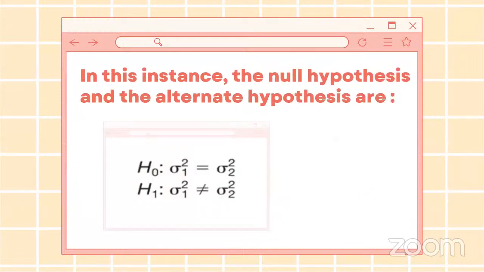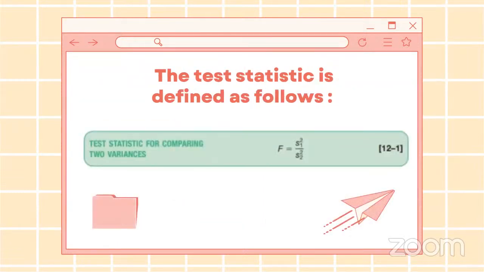In this instance, the null hypothesis and the alternative hypothesis are as shown. The test statistic is defined as follows. Test statistic for comparing two variances: F equals s1 squared over s2 squared.